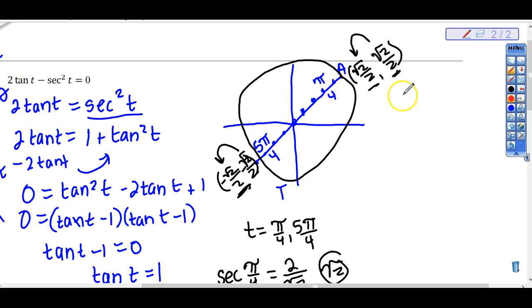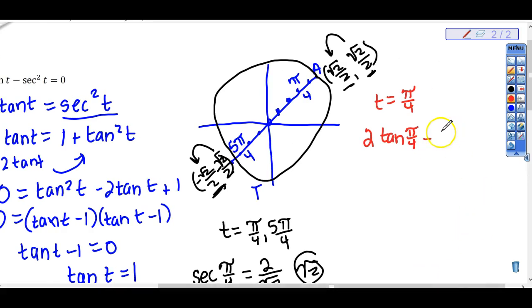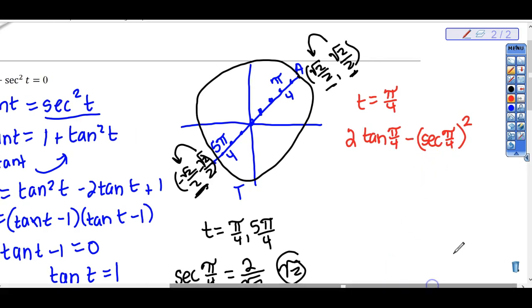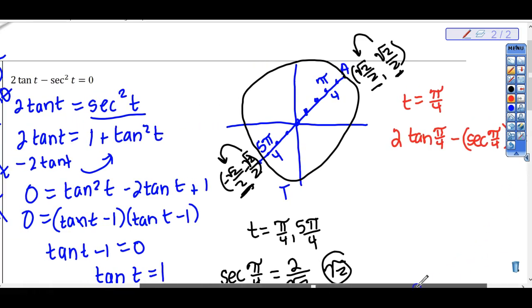All right. So let's say t is equal to pi over 4. We're going to plug that into our original equation and reinsert secant into the situation. So we're going to do 2 times tangent of pi over 4 minus, now look out, that says secant squared. So I'm going to do the secant of pi over 4 squared. Remember that I told you about that. Be really careful. And this is supposed to equal 0, that's what our equation says.